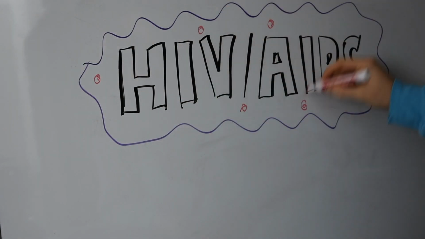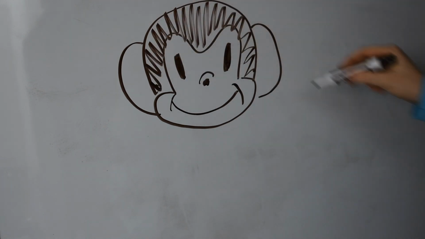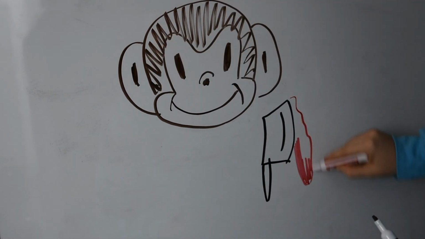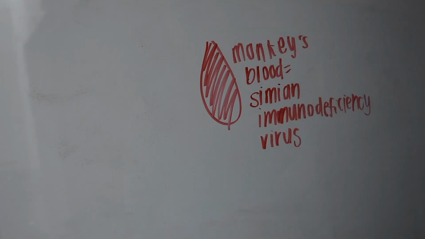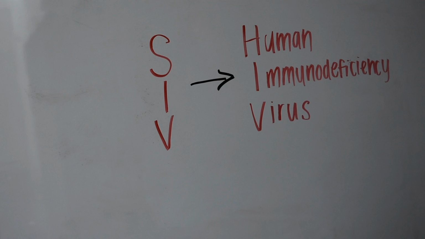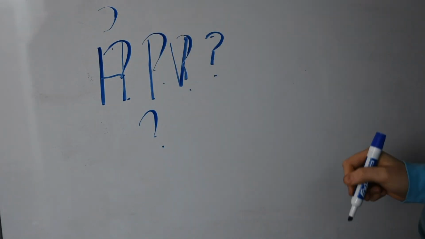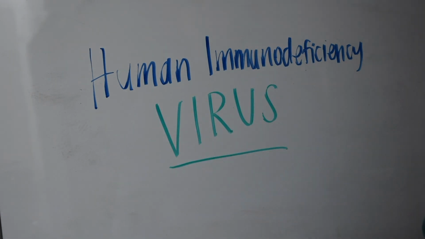The deadly virus commonly known as HIV and AIDS is believed to come from monkeys, dating back to the 1980s. It was discovered as simian immunodeficiency virus in the monkey's blood and later developed into human immunodeficiency virus in humans' blood through contact from hunting. Now, to dive into this awful disease, let us begin with its name, human immunodeficiency virus.